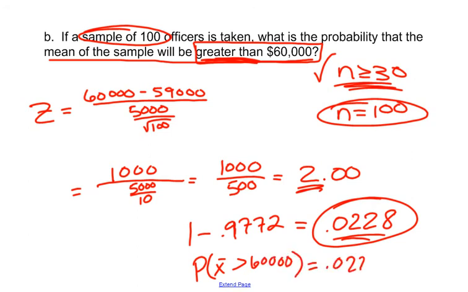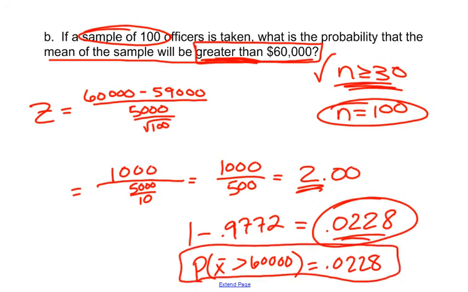And of course, this is just the way we would write it out formally. That would be our answer. Probability that X bar, or sample mean, is greater than 60,000.